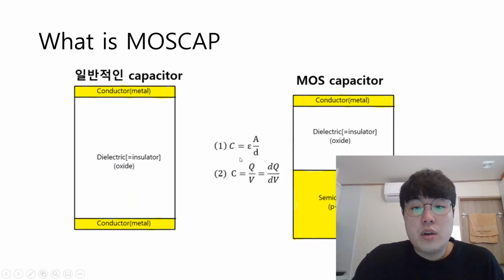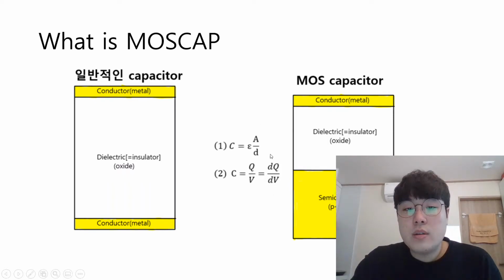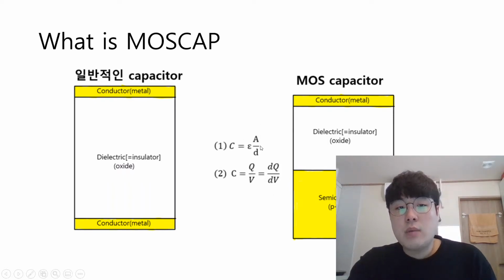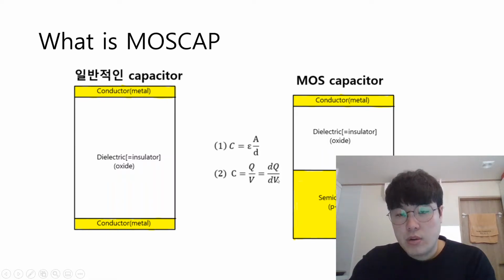Here are two figures. First, this is a typical capacitor with a metal, oxide, metal structure, but the Moscap is like metal, oxide, semiconductor, where a semiconductor is added instead of the metal. And here are the two formulas. This is the typical capacitor value formula, and this is the Moscap capacitor value formula. But I will explain this formula later.